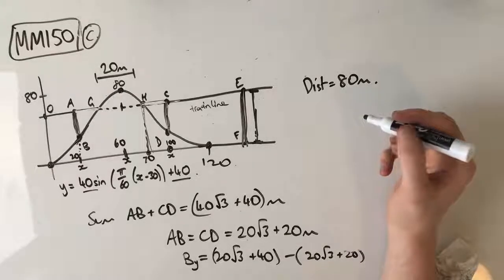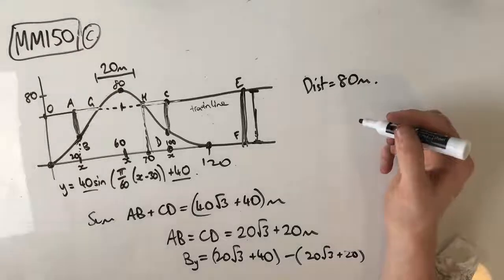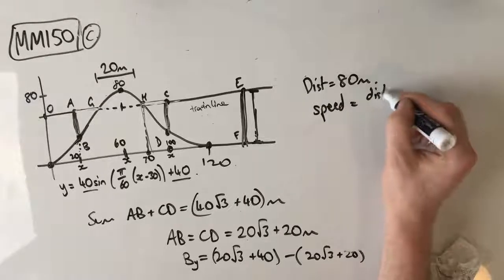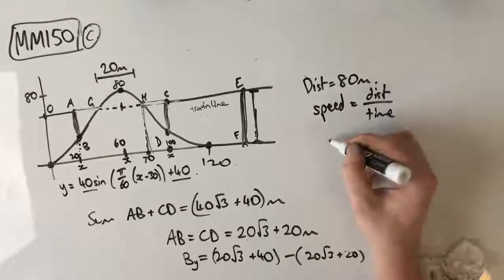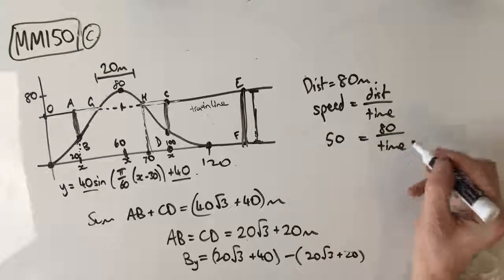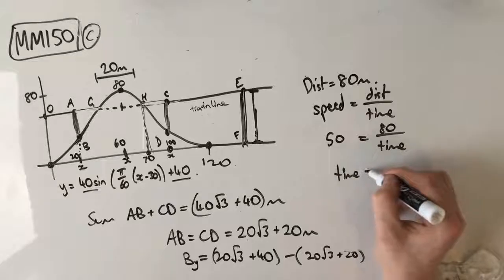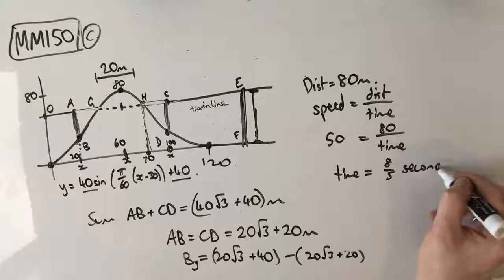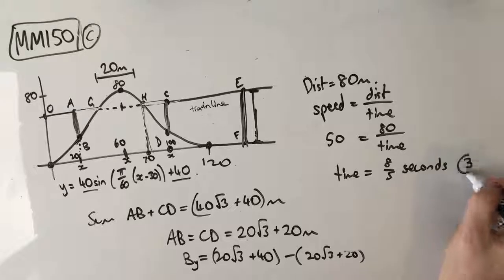Now, we know that the train is traveling at 50 meters per second, and we know that speed is equal to distance over time. Speed is 50, distance is 80 over time, which means that time is equal to 8/5 seconds. This is our third mark.